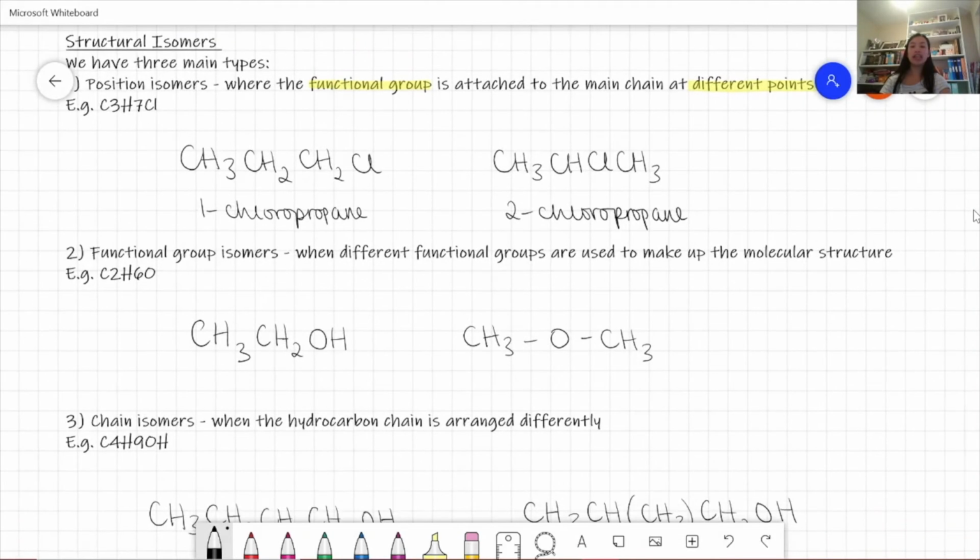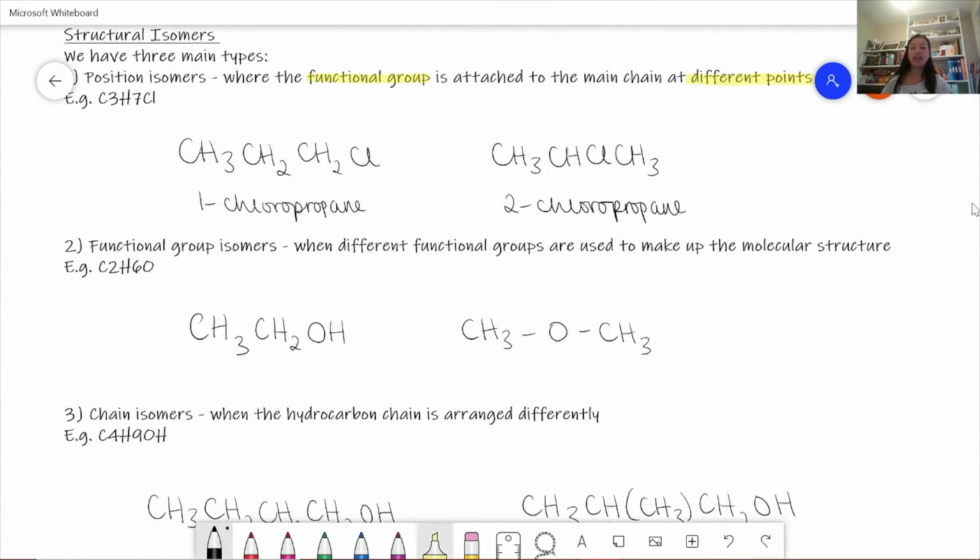The second structural isomer is a functional group isomer, and this is when different functional groups are used to make up the molecular formula. And so if we have C2H6O, we can form it in these two different ways. So the first is by using an alcohol. So this is ethanol. We don't need to put ethan-1-ol because the OH can only really be on one of the carbons, because if you wrote it the other way around, it would be exactly the same. And then the other molecule is what we call methoxymethane. And we'll look into these kinds of molecules a bit later on.